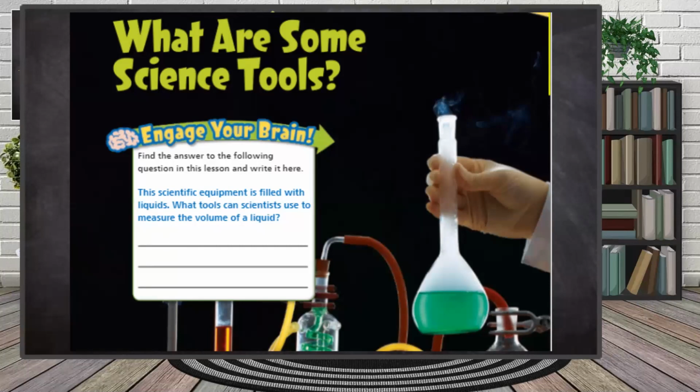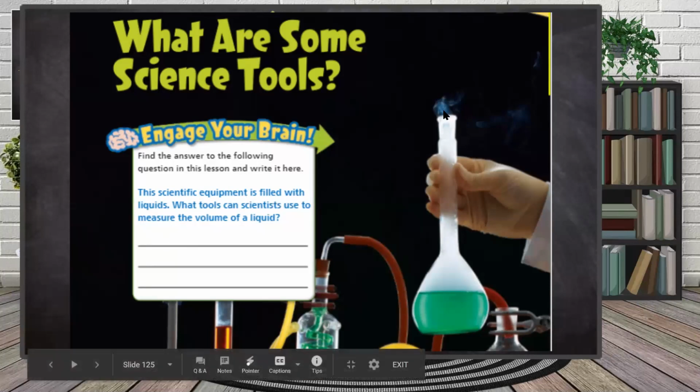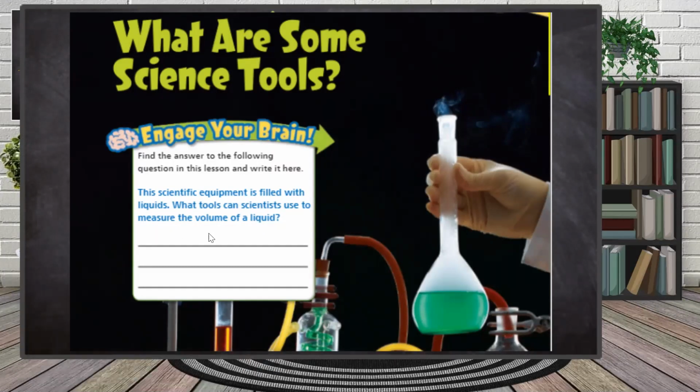This scientific equipment is filled with liquids over here. Can you see in his hand? What tools can scientists use to measure the volume of liquid? What do you think? Do you remember, guys? We took science tools since grade 3.